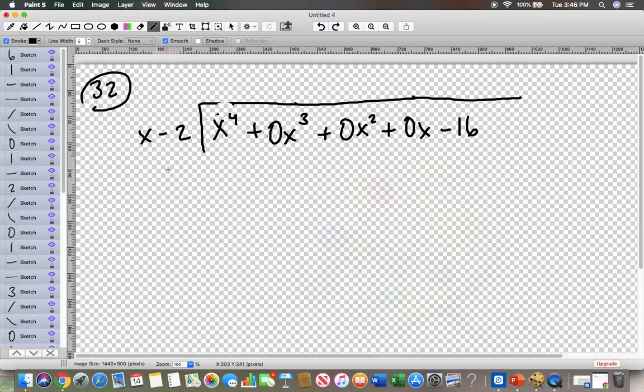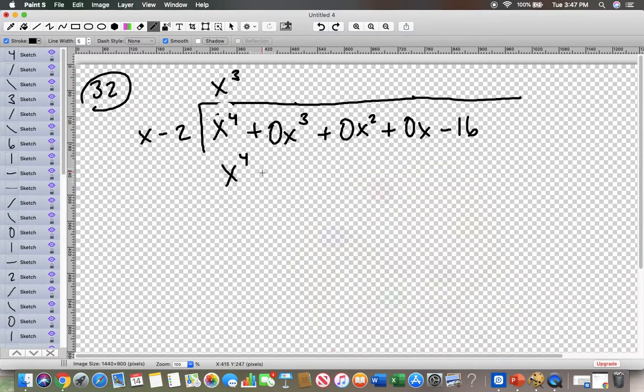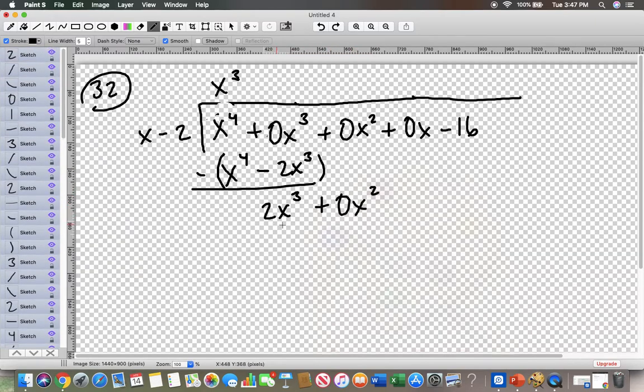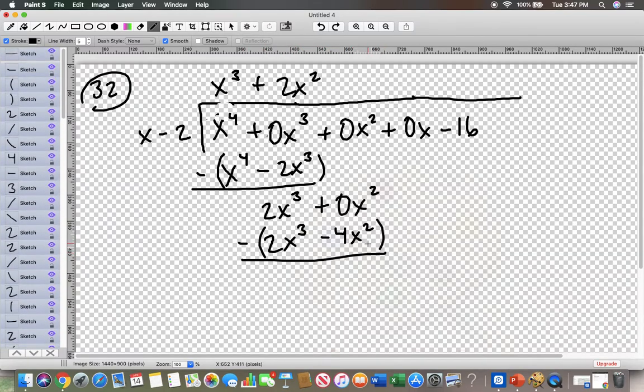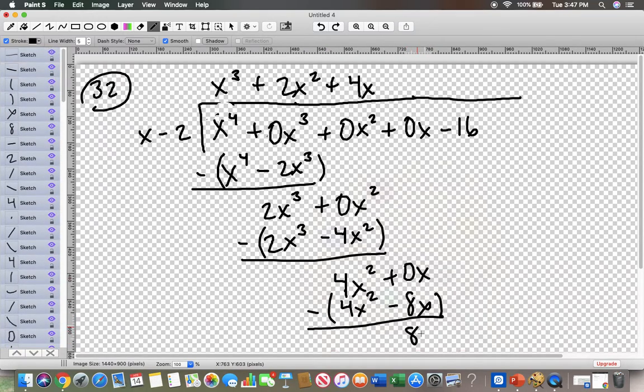We're still dividing by x minus 2. x to the fourth divided by x. Well, x cubed times x will give me x to the fourth. Let's solve. That's 2x cubed. Subtract. So that's 2x cubed. Bring down my 0x squared. Here we go. 2x cubed divided by x. That's positive 2x squared. 2x squared times x is 2x cubed minus 4x squared. Subtract. I'm left with 4x squared plus 0x. 4x squared divided by x is positive 4x. So 4x squared minus 8x. Subtract. That's a positive 8x.